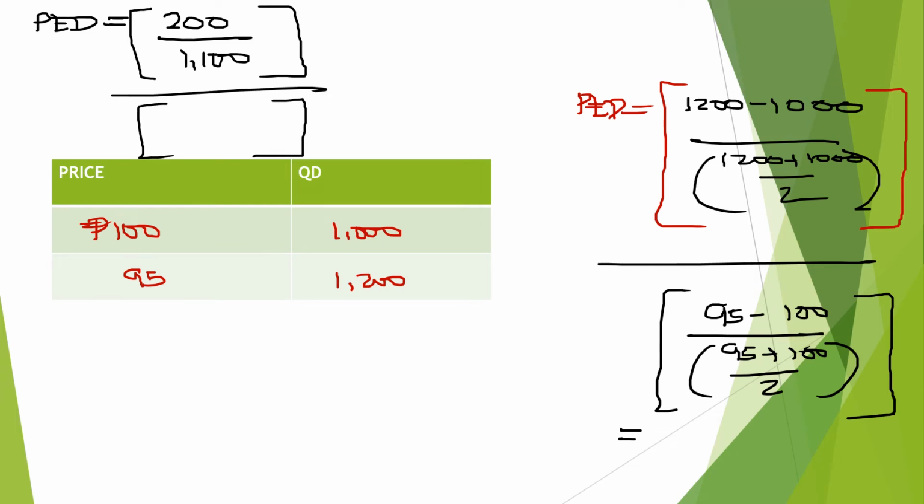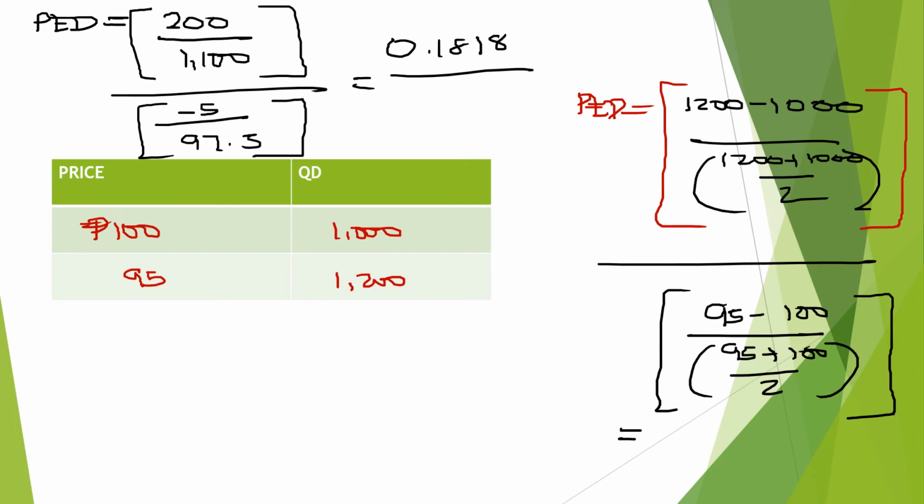So 95 minus 100, that's negative 5. And then we get the average of 95 and 100. The average is 97.5. Okay, so let's try dividing 200 divided by 1,100. The answer is 0.1818. Okay, it's actually 1818 all throughout, but I'll stop at 4 decimal places.